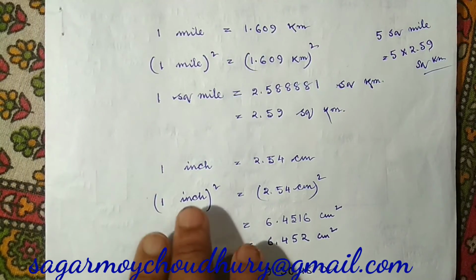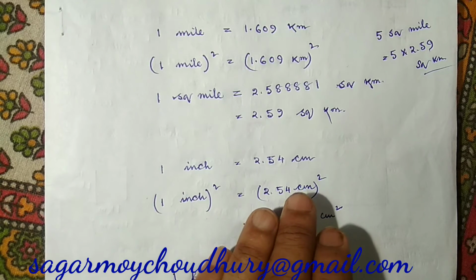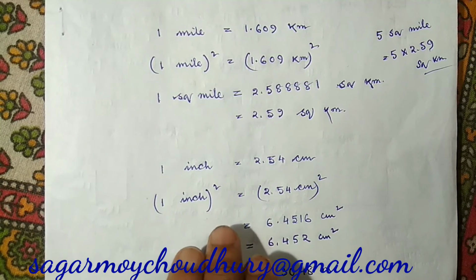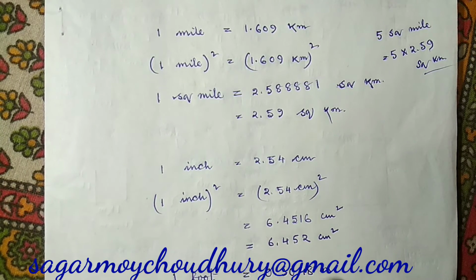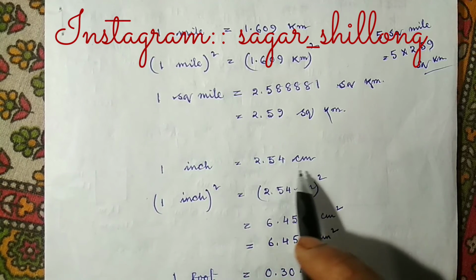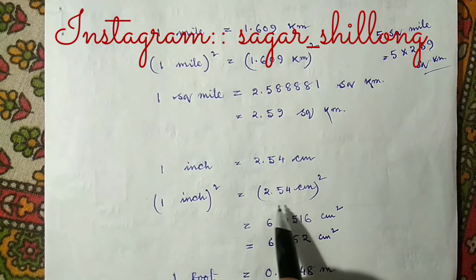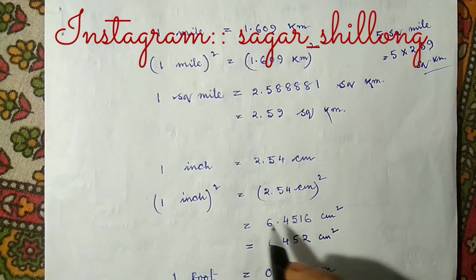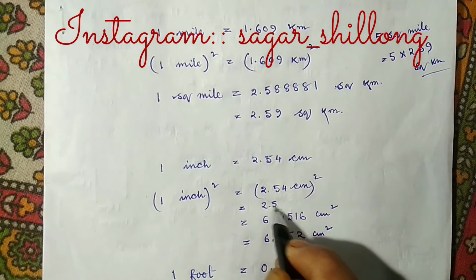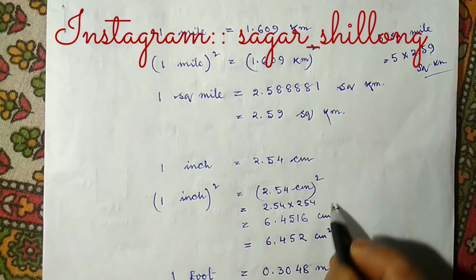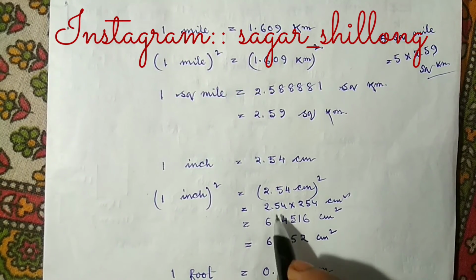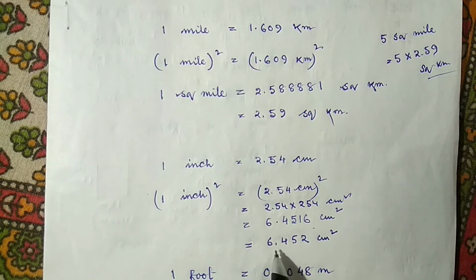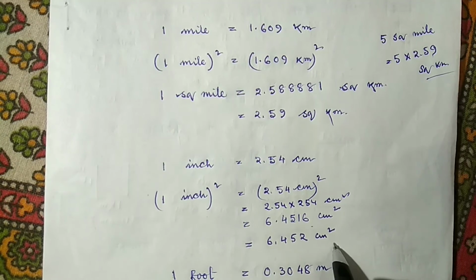Now, suppose you want to relate inch and centimeter. We know 1 inch is 2.54 centimeter, and we want to relate inch square into centimeter square. So since 1 inch is 2.54 centimeter, if I square both sides, I am going to get 2.54 centimeter whole square. That means 2.54 into 2.54 cm² or square centimeter. Multiply, you'll get this value. That means 1 square inch equals to 6.452 centimeter square.